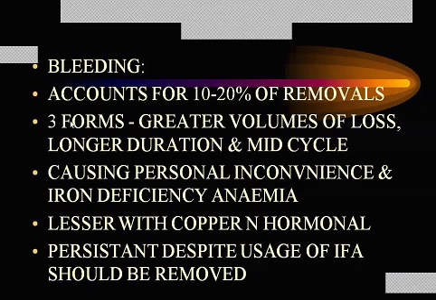What happens if the woman keeps on bleeding? That results in anemia. Bleeding complications are lesser with copper and hormonal devices. If bleeding is persistent despite use of IFA, the device should be removed. Suppose even the woman is using IFA tablets and the bleeding is persistent, then the device should be removed.